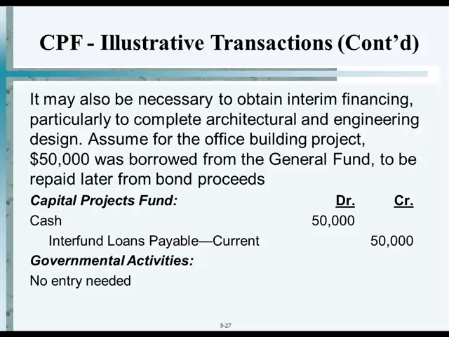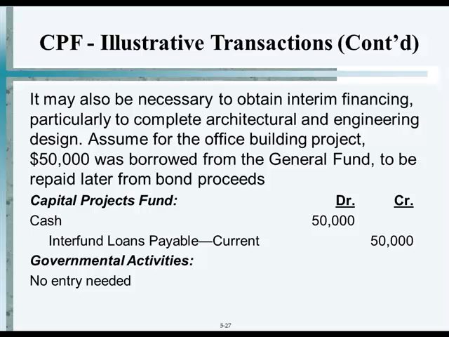Why no entry in the governmental activity, by the way? Think about it. Why no journal entry? Okay, so the general fund is a governmental fund. Capital projects fund is what? A governmental fund. What happens when you have inter-fund transactions between the same type of fund?